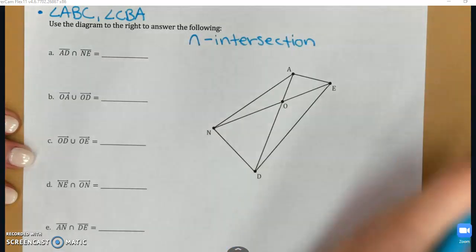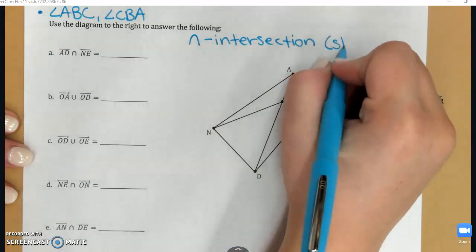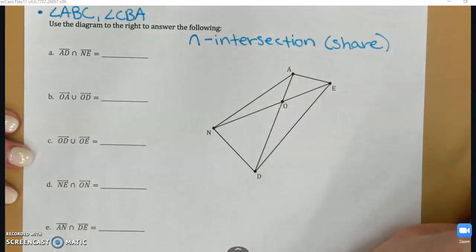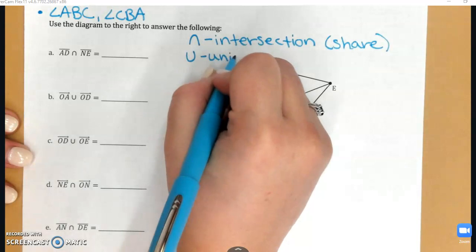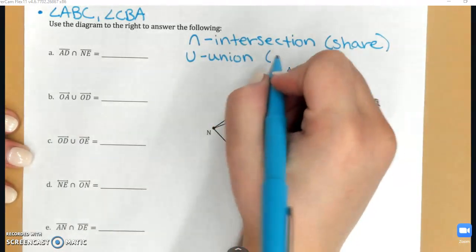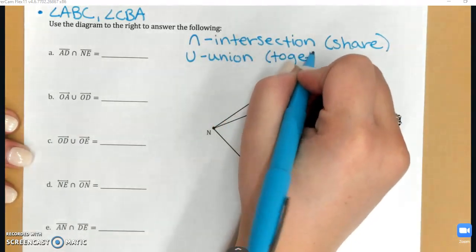And this means, what do they share? What do they have in common? Where do they overlap? The capital U means union, and that means, what do they form together?